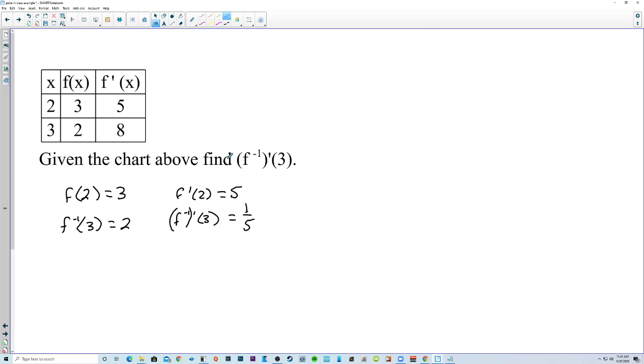Given the chart above, find the derivative of the inverse at 3. Well, we know that f of 2 is 3, and for the inverse, because of this, we know that f inverse of 3 is 2, excuse me. So if f prime of 2 is 5, then f inverse prime at 3 is 1/5. So these are reciprocals of each other.